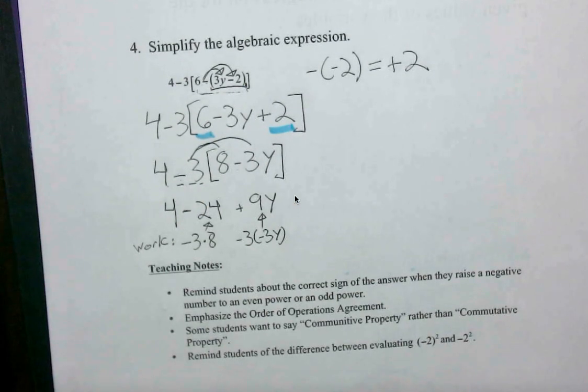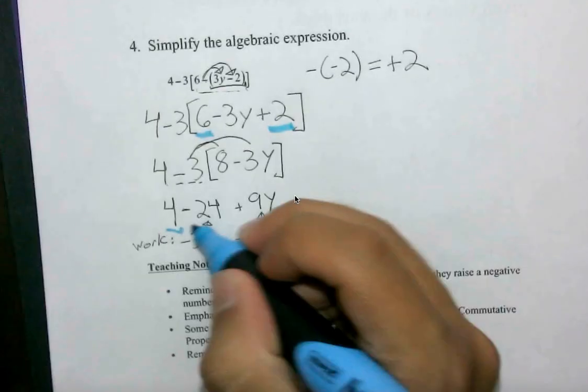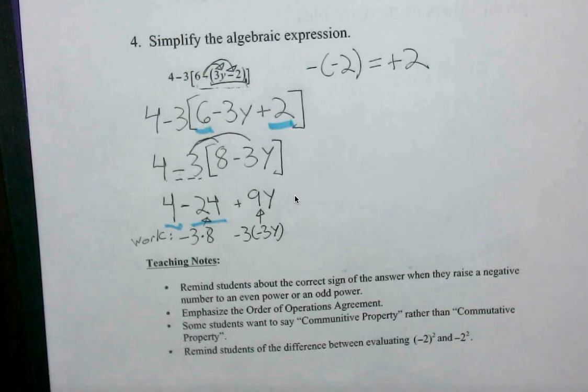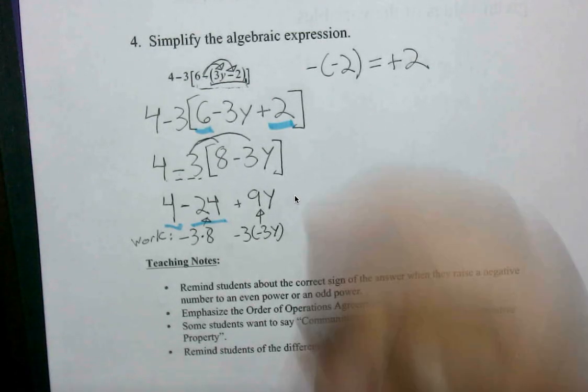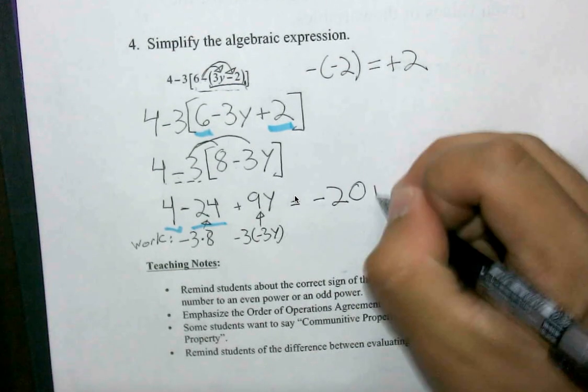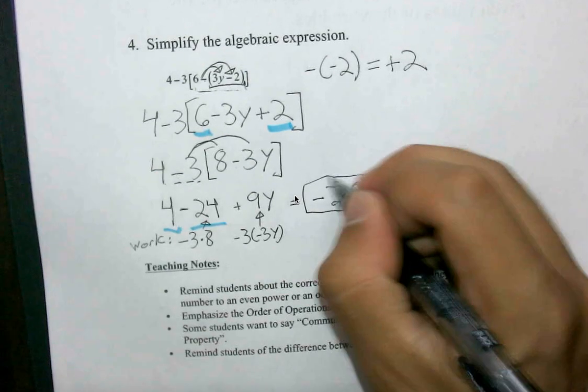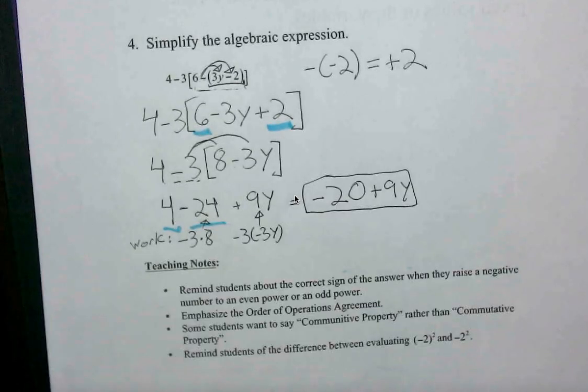Eventually, if we take this further, the only things that we can really combine here are going to be this 4 and this negative 24. So if we have 4 and we take away 24, it's really deducting 20. 9y is on its own. And that's our final answer.